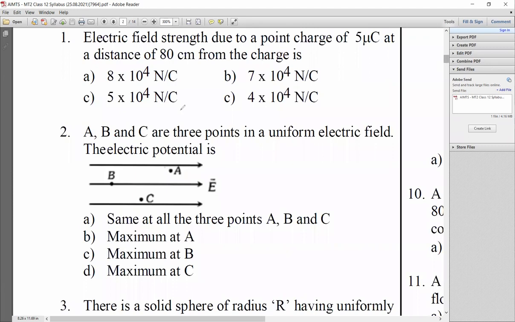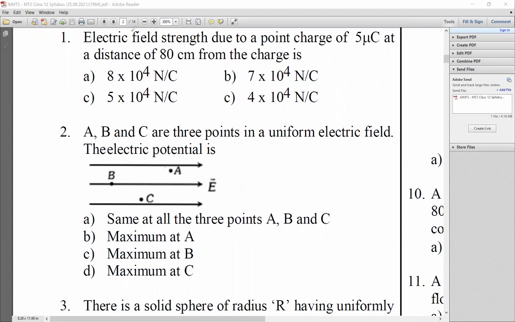Now, here one concept you should remember. In the direction of electric field, the potential decreases. That means A will have least potential. B will have highest potential. So maximum potential will be at B. Clear?